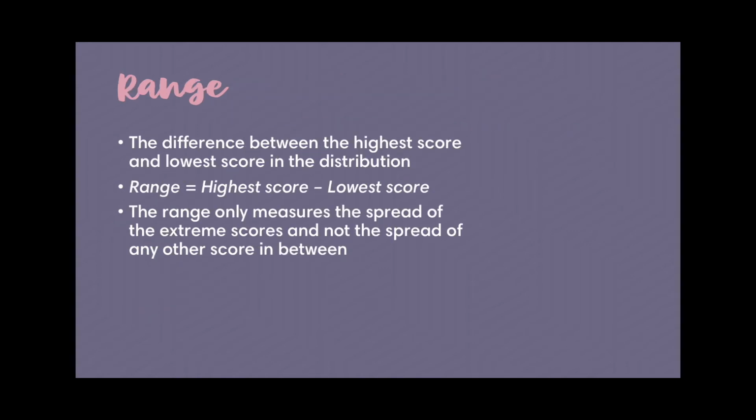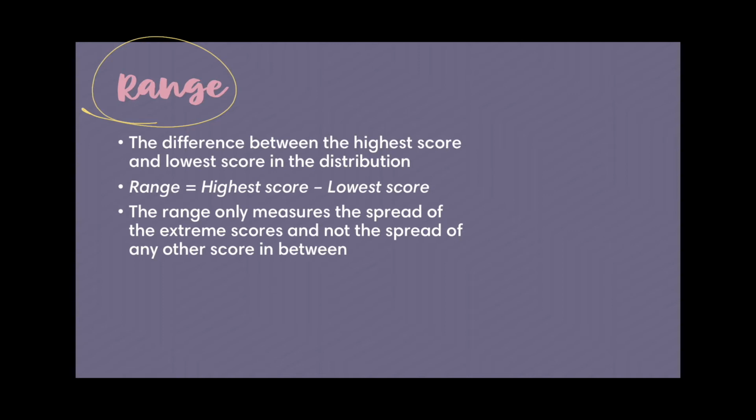So the first one, and the easiest one, is the range. The range is the difference between the highest score in the distribution and the lowest score in the distribution. Okay, so it's simply the highest score minus the lowest score. The difference of that is your range.